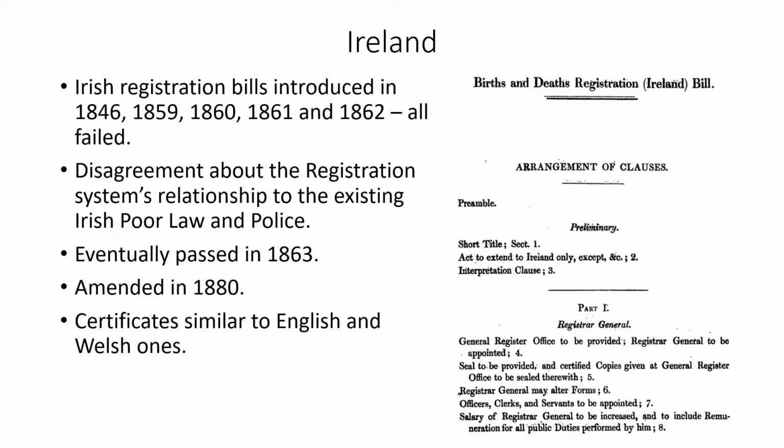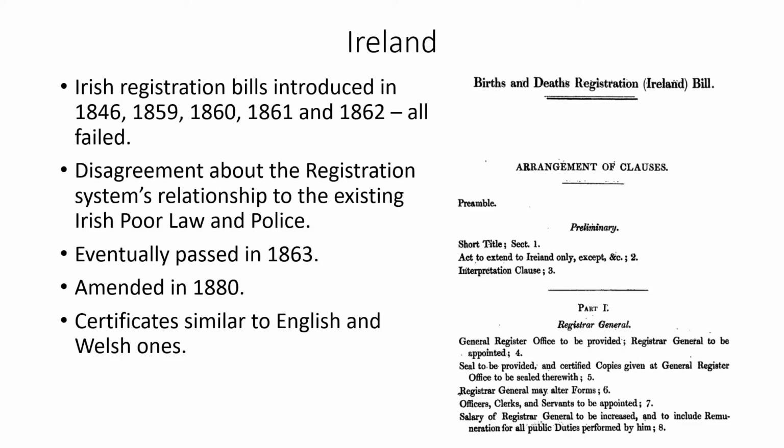Again, there were a number of attempts to get a civil registration bill passed in the 1840s, 50s, and early 60s. They mainly failed because of disagreements in Westminster between the Liberal and the Conservative parties over how the administrative structure of the Irish civil registration was meant to be organised. Liberals wanted it based on the existing poor law administrative systems. The Conservatives favoured basing it around the police. The 1863 Act passed, and the Liberals basically won out, so it was based around the poor law, and that was mainly done for budgetary constraints. Again, it was amended, this time in 1880.